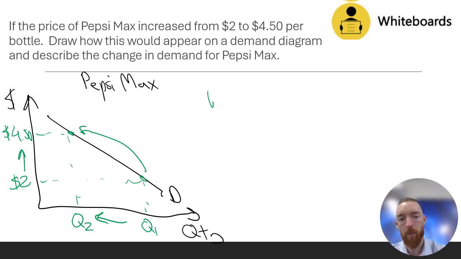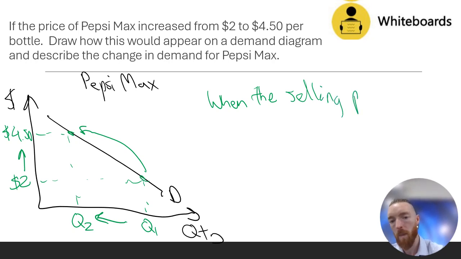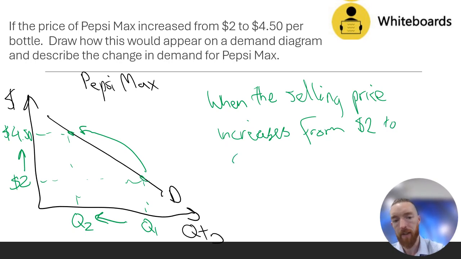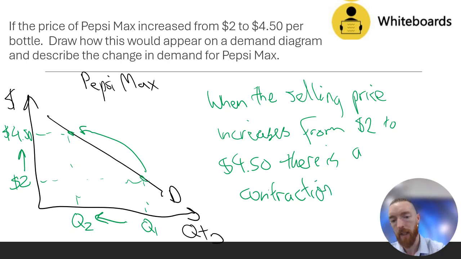So we have to say when the selling price increases from $2 to $4.50, there is a contraction in demand for Pepsi Max.